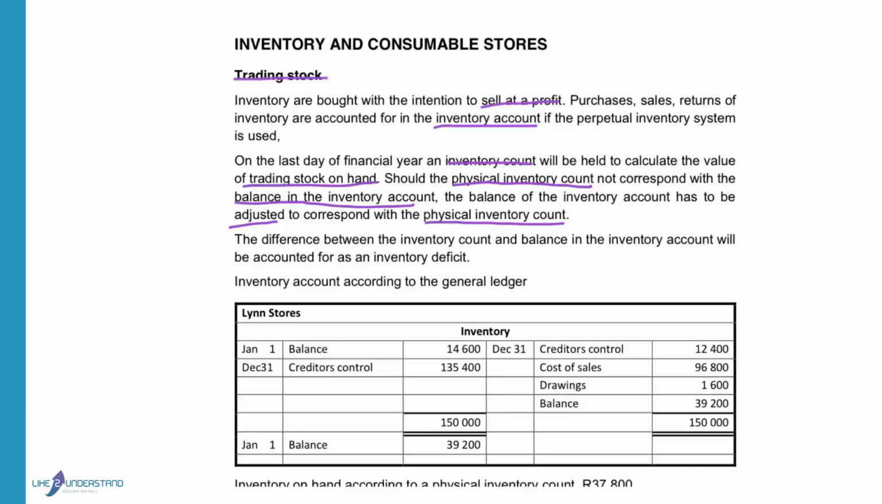So if your inventory account indicates that your inventory is 32,000, and according to the inventory count, there's only 31,000 in the stock, you have to reduce it with 1,000 so that you can show your inventory at the actual amount in the balance sheet. The difference between the inventory count and the balance in the inventory account will be accounted for as an inventory deficit. It's an inventory deficit because you don't know what caused the transaction.